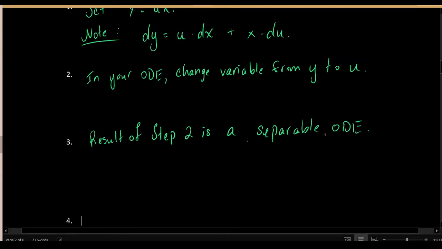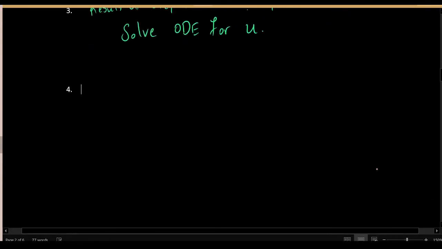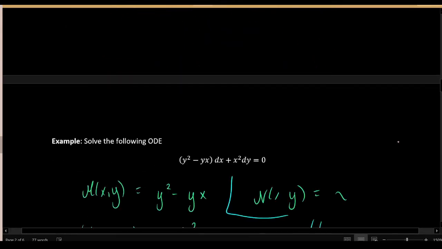So you can use any of the techniques that we applied to separable ODEs to solve for u. And once you've found u, you can go back and express your solution in terms of the variable y using this equation y equals u times x. Let's apply that to the example ODE below.